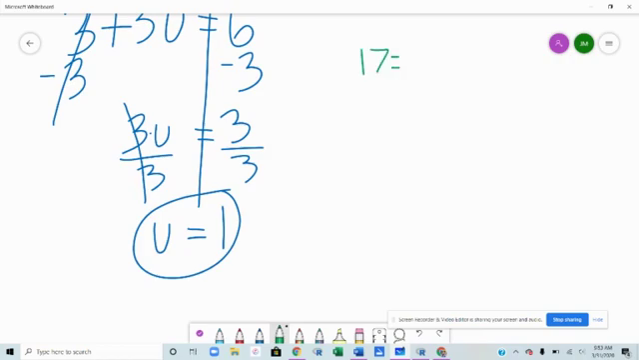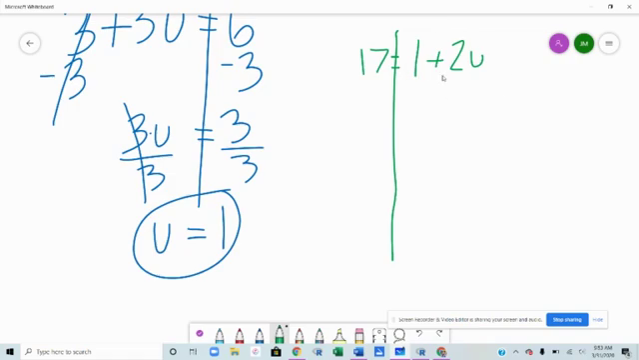Let's do 17 equals 1 plus 2u. So this is not really anything different. We're going to draw our line through our equal sign. We did move our variable now over to the right side, but your process is going to be the same. Okay, so now we're going to focus on the right side.